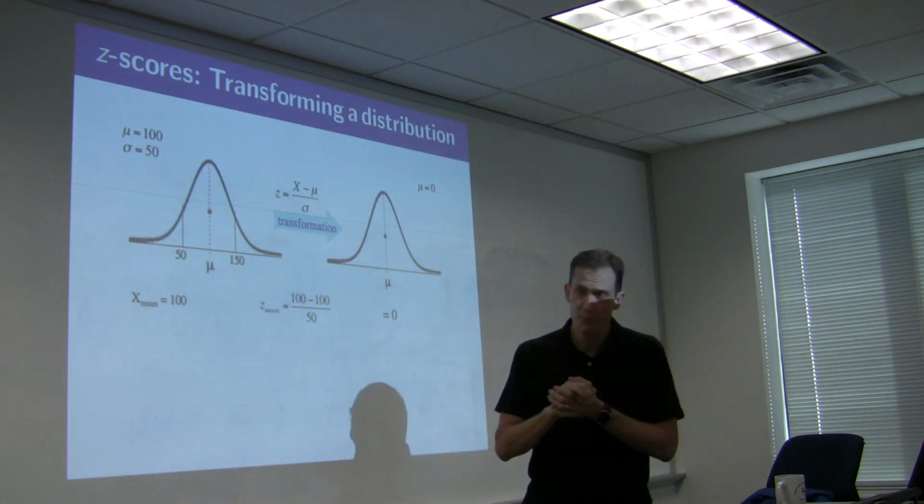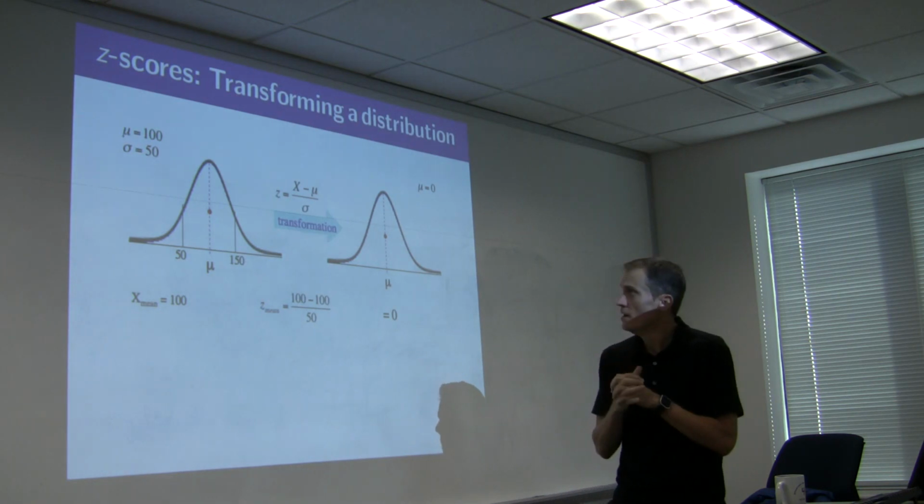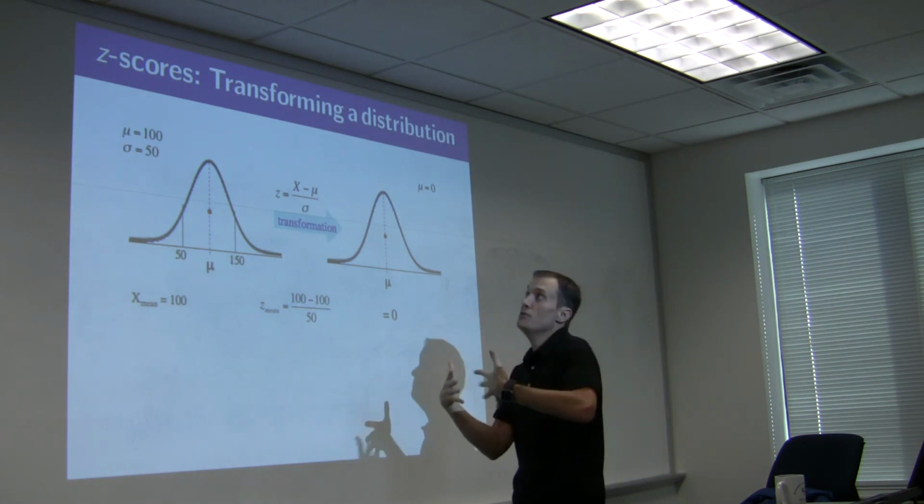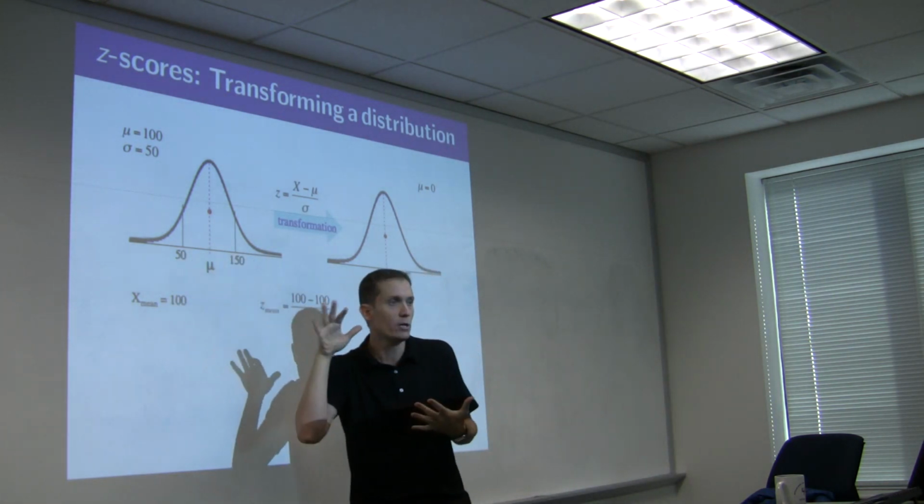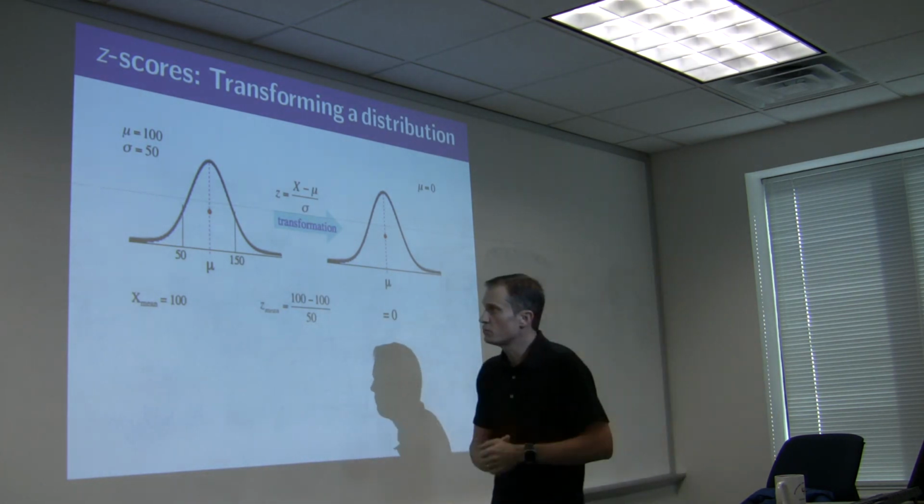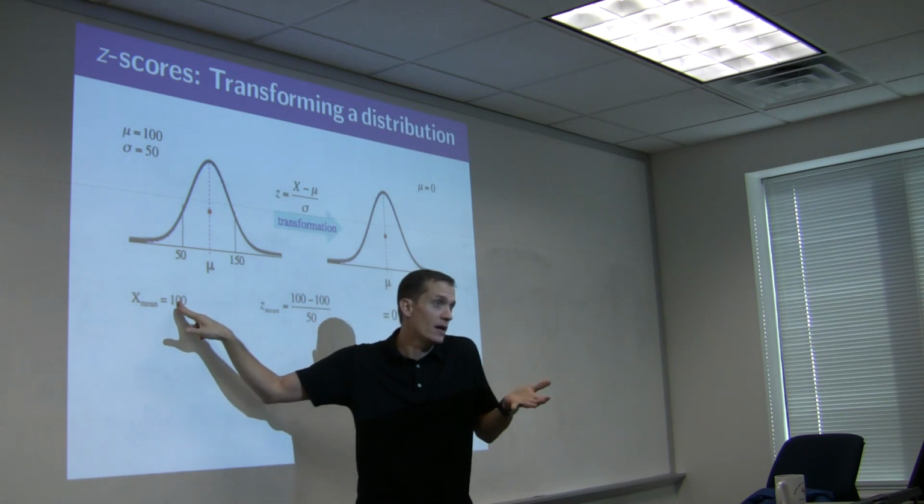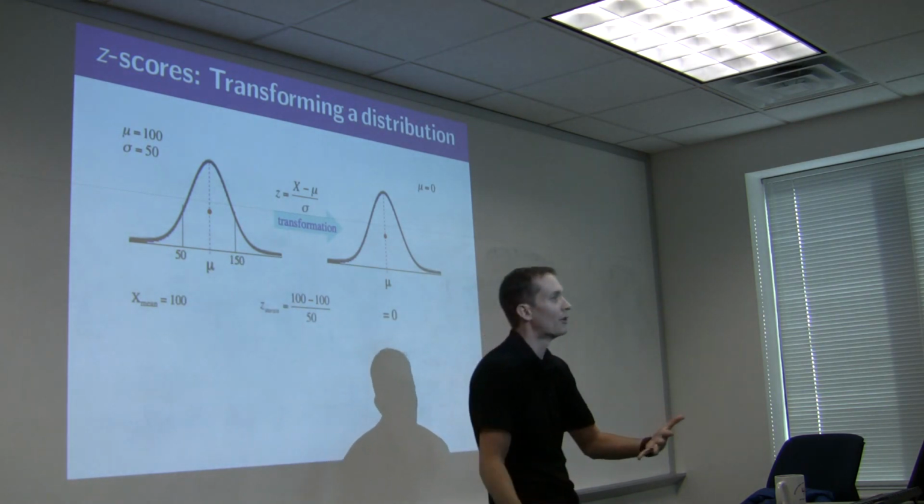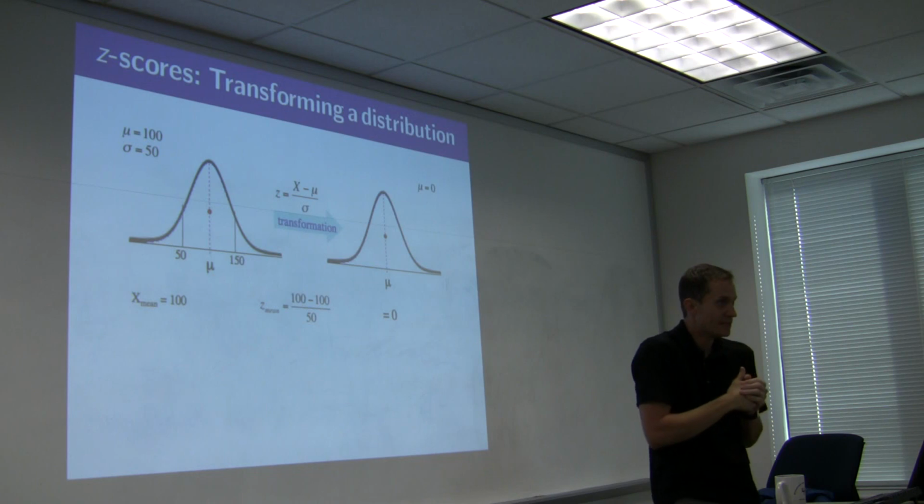I just made these numbers up for some easy computations. Now what we want to do is take some values in this distribution and convert them to z-scores. The first one we'll do is 100. The 100 is the mean. What does the mean convert to when you transform it to a z-score?